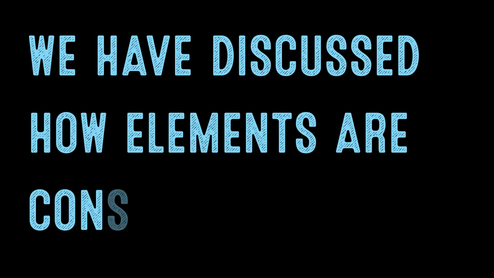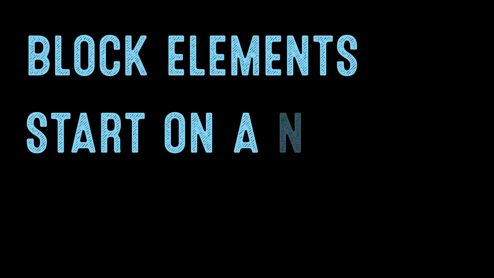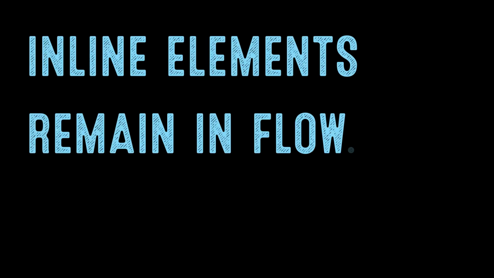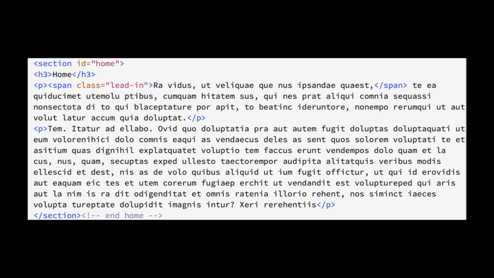The weekly code quiz. We have discussed how elements are considered inline or block. What is the difference between block and inline elements? Block elements start on a new line while inline elements remain in flow. So an example of a block element is the P element.